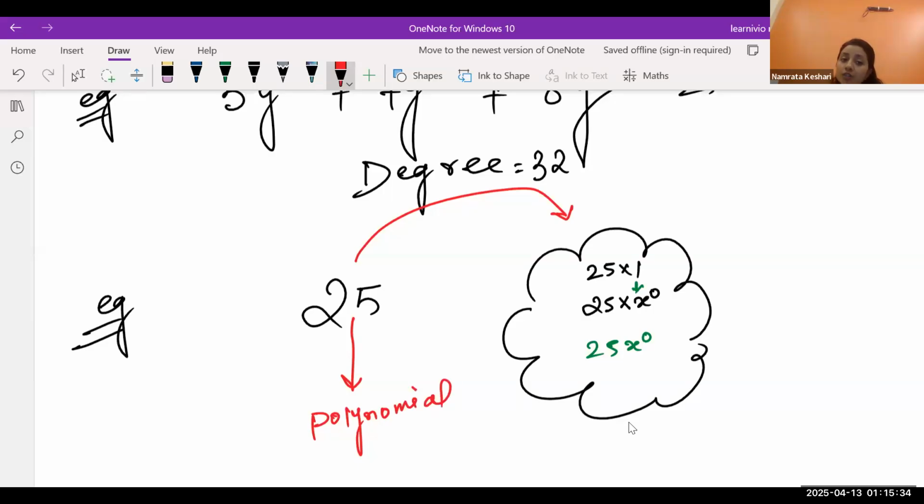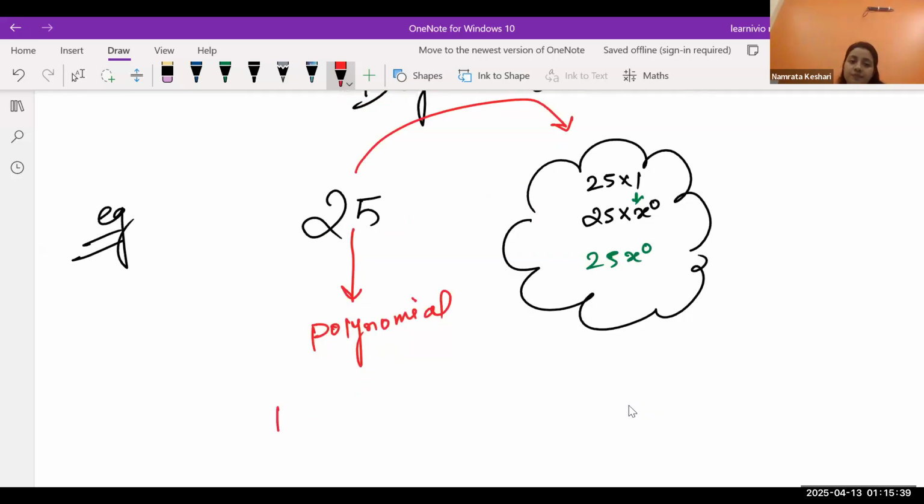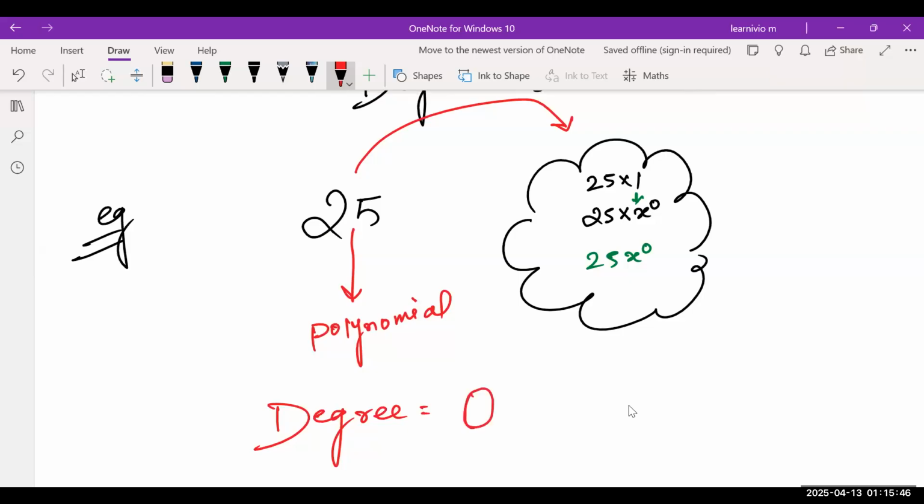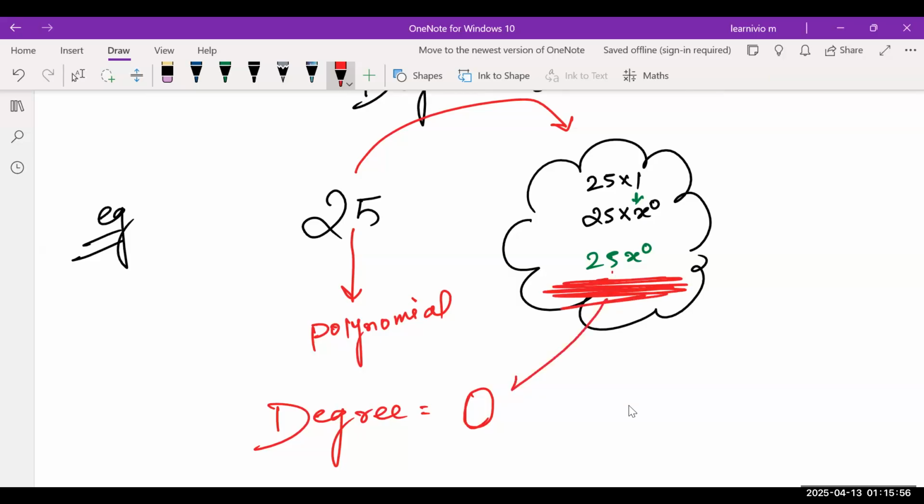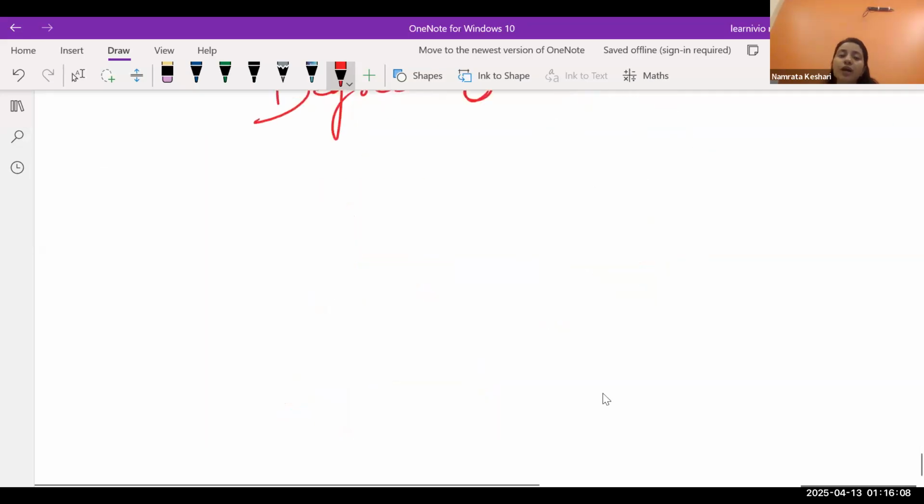Now, if I ask you, what is the degree of this polynomial? Degree is 0. From here, can you see? The degree is the highest power of the variable. No other variables are present, only x is there, and the power is 0, so the degree will be 0.